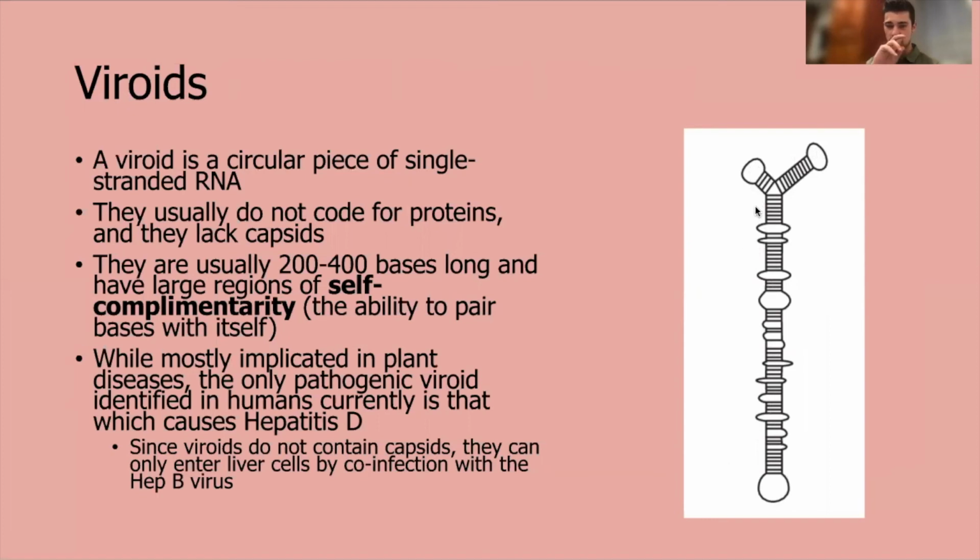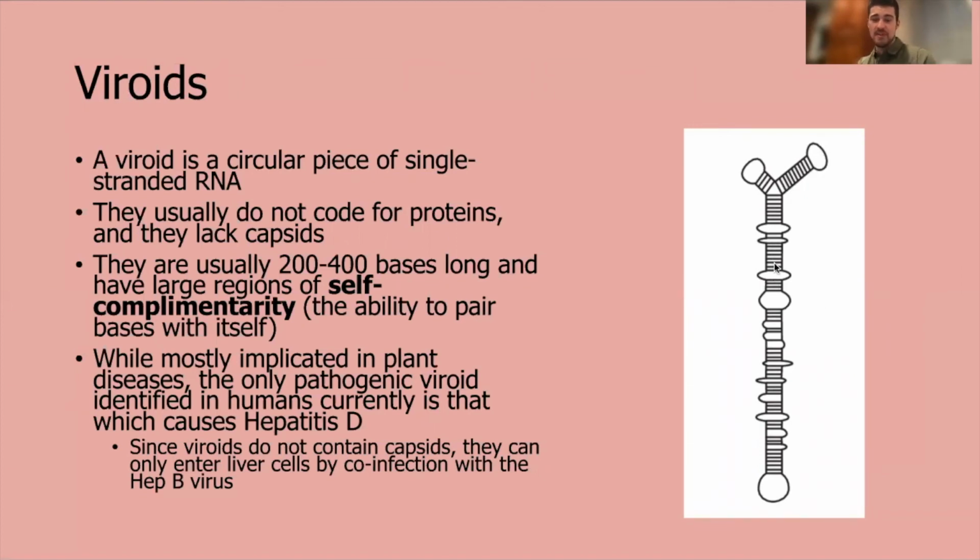So they're usually 200 to 400 bases long, and they have large regions of self-complementarity, which is the ability to pair bases with itself, and that's exactly what it does. So any of these circular white regions, they're not paired, but anytime you see these horizontal bars, this horizontal banding down, those are areas of self-complementarity where these bases are attaching to themselves on the same single-stranded RNA. And this provides a little bit more stability for the viroid, because remember, RNAs are very sticky. They're single-stranded and they have very sticky ends.